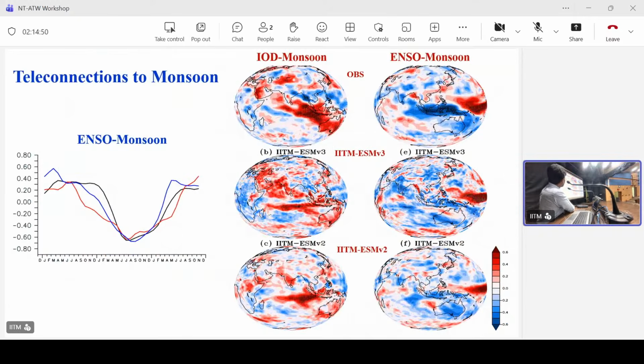And then one of the other important parameters to verify is the teleconnections to the monsoon. We had two important ocean drivers, that is the Indian Ocean Dipole and the El Nino Southern Oscillation. We see that our ENSO and also the IOD monsoon association is well represented in the model.